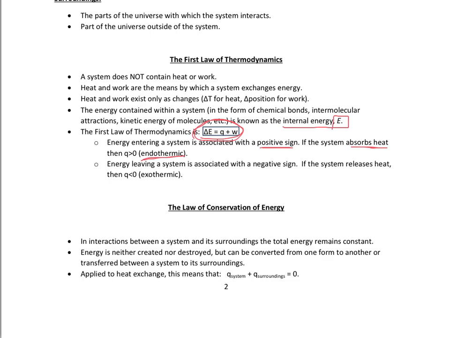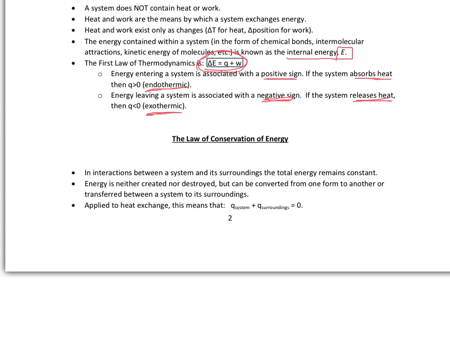If we have a system that releases heat, that is associated with a negative sign, and we know this to be an exothermic process. In interactions between a system and its surroundings, the total energy always remains constant. This is known as the law of conservation of energy.